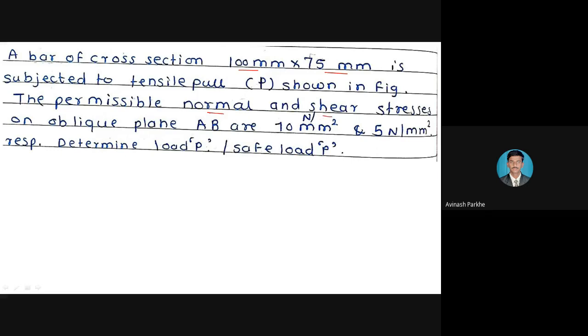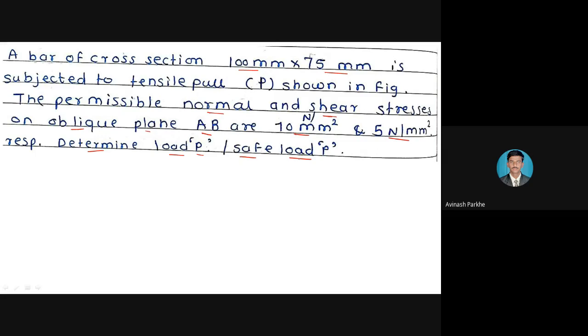The permissible normal and shear stress on the oblique plane. This shear stress is also called tangential stress. So on whatever inclined plane AB is given, the normal and shear stresses are 10 Newton per mm square and 5 Newton per mm square respectively. Full stop. Determine the load P, or safe load P.